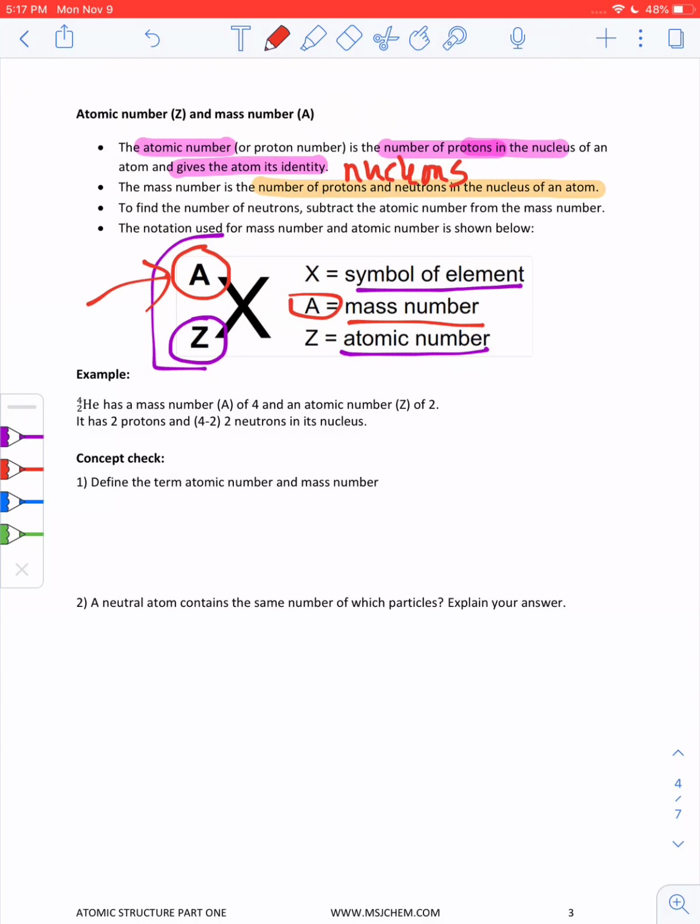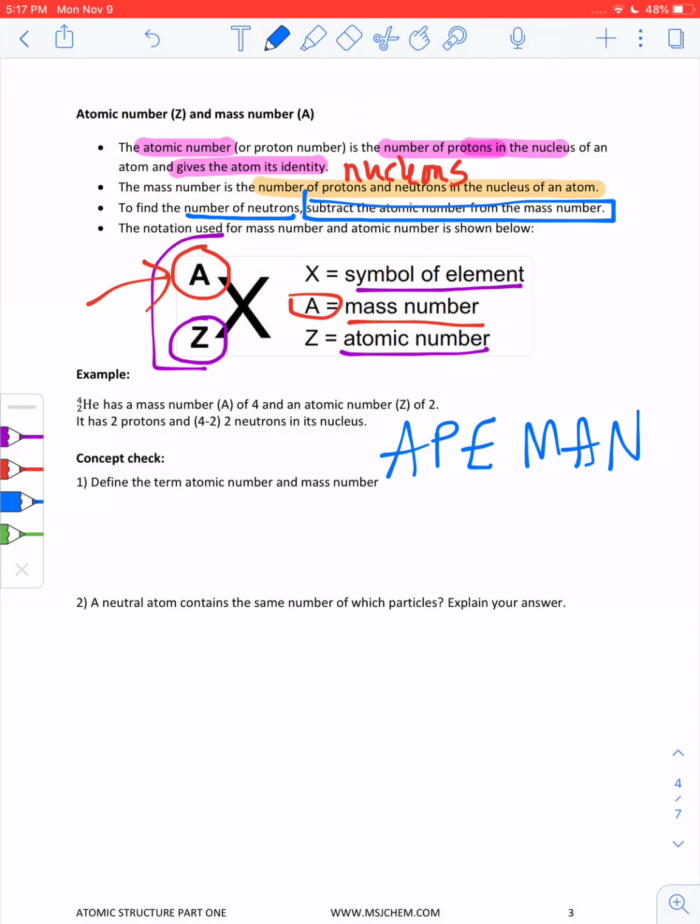So how can I use this information to help me? Well, I can find the number of neutrons. All I have to do is subtract the atomic number from the mass number, okay? And there's a little trick for remembering this that I'm going to write down here, and you can add it in. There's a little mnemonic device or a little trick. It's called APE-Man, okay? And what this stands for, the APE stands for atomic number, okay? So atomic number, and then I kind of put some signs in the middle here. I'm going to put both of these equals.